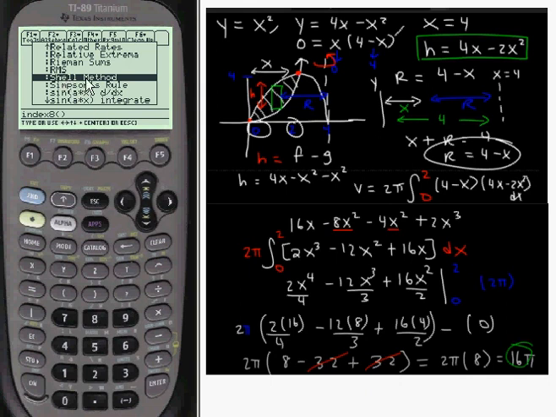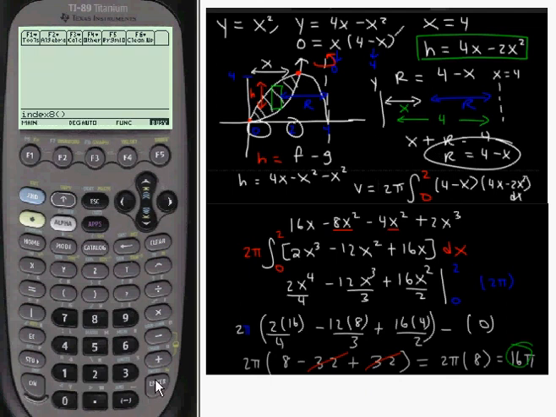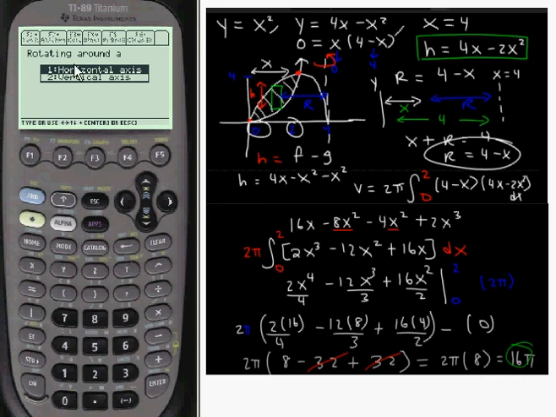So we're at the shell method here, which is exactly what they asked you to do. That's what the whole subject is about. I'm going to press enter, and we're going to rotate it around the vertical axis, so we're going to choose number 2 here. When it's busy, it's loading the program. It does that the first time, and then it goes really quick after that.